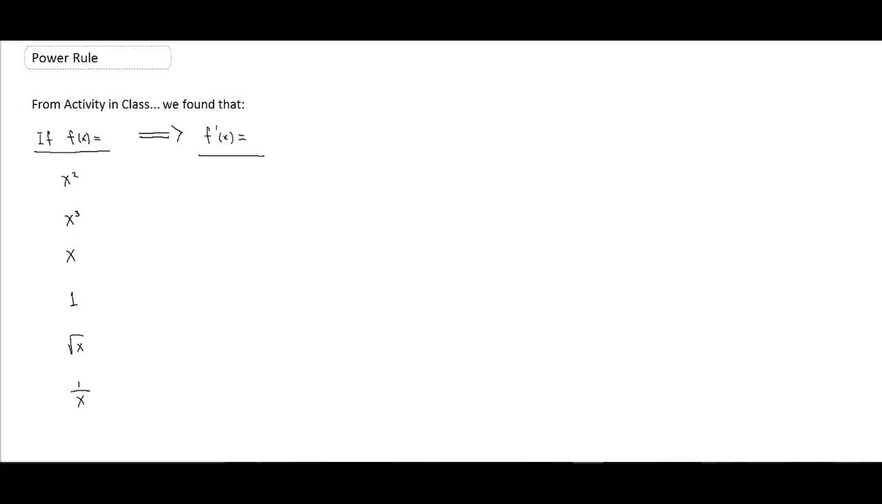So for x squared, f prime of x should have come out to be 2x, and x cubed, this came out to be 3x squared, and for x, this was 1, and for f of x equals 1, this was 0, and for square root of x, I think we got 1 over 2 square root of x. And for f of x equals 1 over x, this turned out to be negative 1 over x squared.